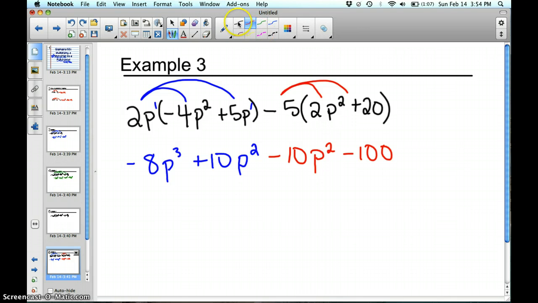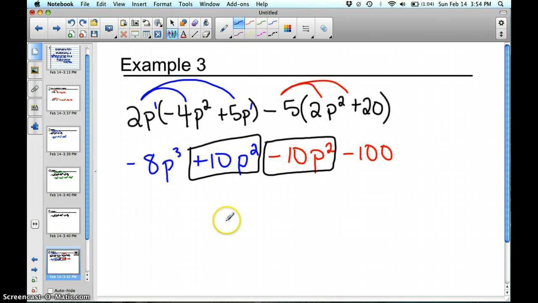Now I always want to see if there's like terms I can combine. If you remember from the last video, like terms have to have the same exact variable and the same exponent. So notice here I have a positive 10p squared and a negative 10p squared. Those are like terms because they both have a p squared attached to them. So I have a positive 10 minus 10. That's just going to give me 0. So I would have negative 8.